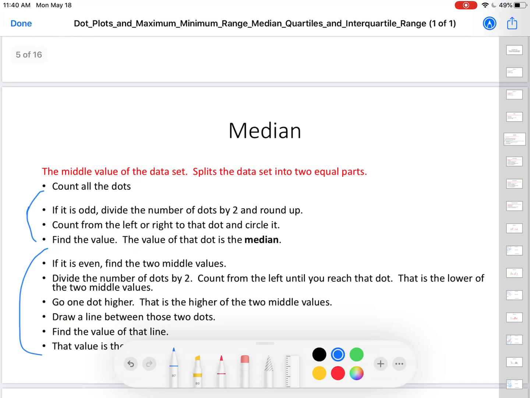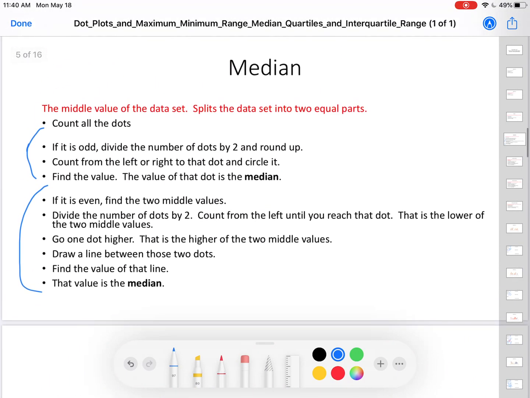Let's go back. If it is an even number of dots, we don't find the one middle value, we find the two middle values. So we take the total number of dots, we divide that by 2. Count from the left until you reach that dot. That is the lower of the two middle dots. Notice, we want to have two middle dots here, two middle values. So we want the lower one, then we go one dot higher, that's the higher of the two middle values. Draw a line between those two dots, find the value of that line, that value is the median.